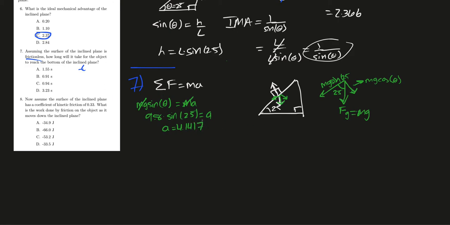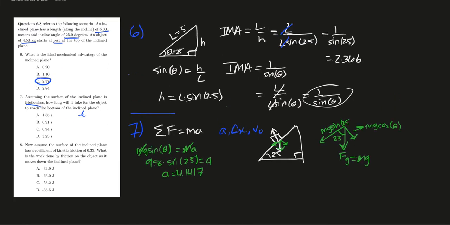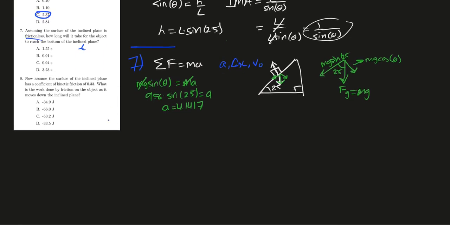Now that we have the acceleration, let's try to use some kinematics. So what values do we know? We just found the acceleration. We also know delta x, which is the displacement, not the distance, and that's this value here, 5. And we also know the initial velocity, because the problem said it starts at rest at the top of the inclined plane. And what are we solving for? We're solving for the time.